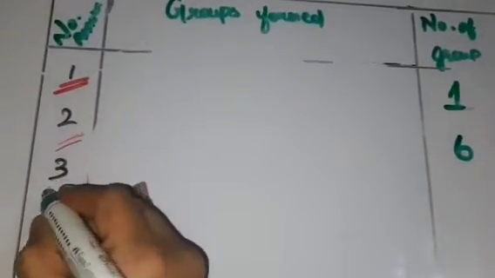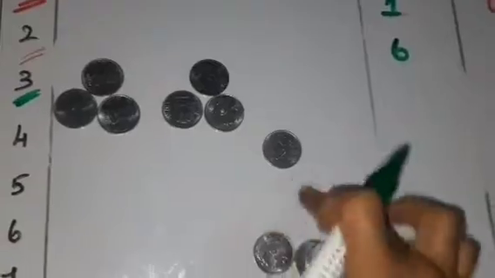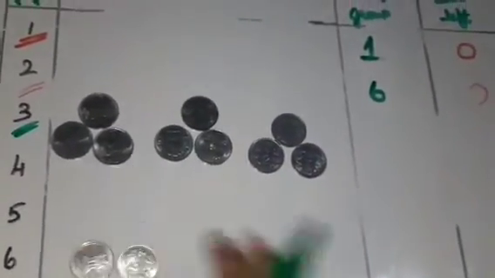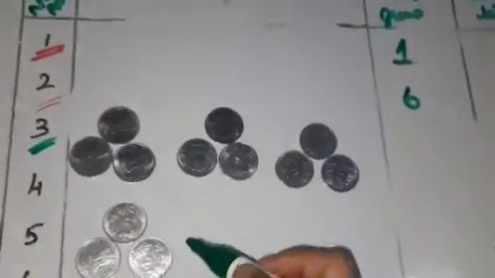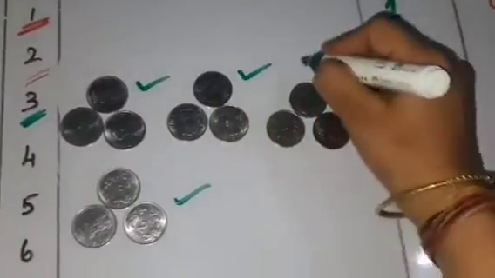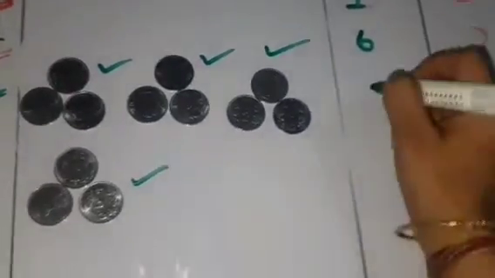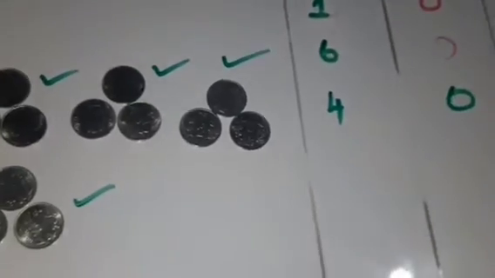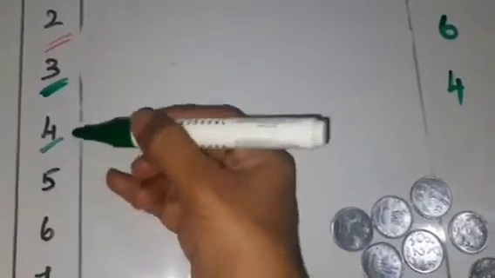Now the number announced is 3. So we are going to arrange the coins 3 each, so that there is no remainder. So totally there are 4 groups formed and there is no more coin left. So the number of groups formed is 4 and the coins left is 0. Similarly, we will be arranging up to 12.